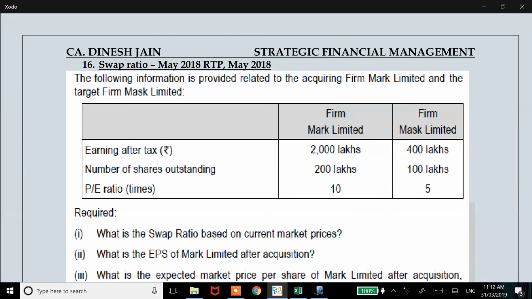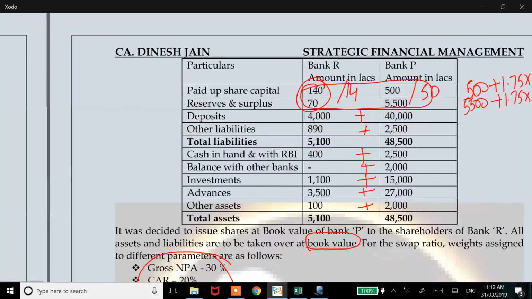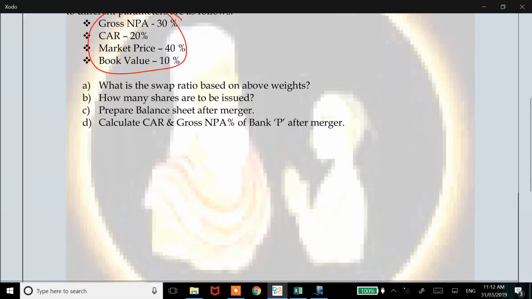When it comes to weighted average, you will write the individual parameters, write the swap value, multiply, and get the product. Only thing is, when you do weighted average swap ratio or even individual swap ratio, if you have a negative parameter, there alone you should not do a swap. Any positive parameters, you go ahead and do a swap.